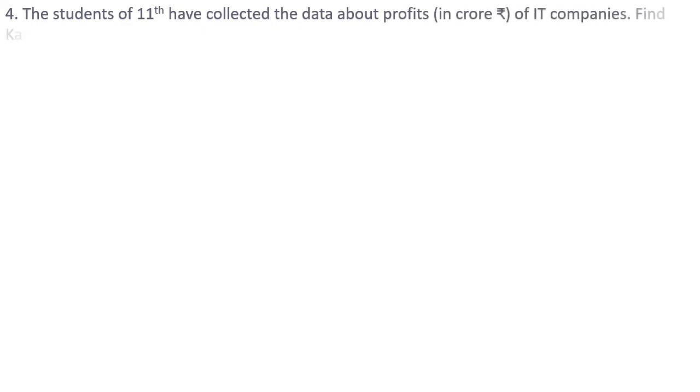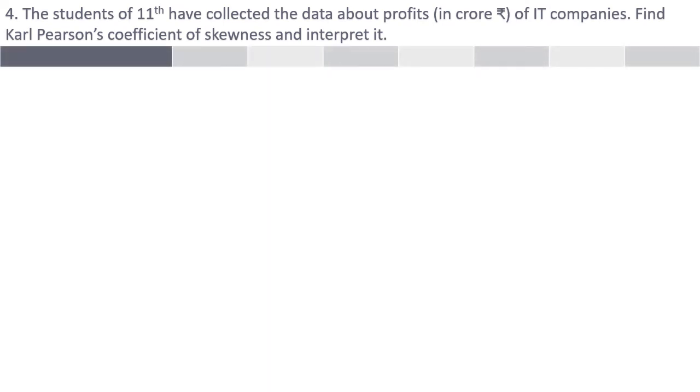Fourth question. The students of 11th have collected the data about profits in crore rupees of IT companies. Find Karl Pearson's coefficient of skewness and interpret it. Interpretation is the statement which we have written in the previous slide just now. So you have to write a statement like that.